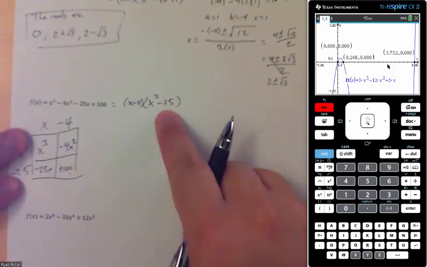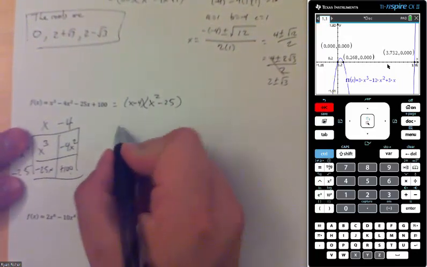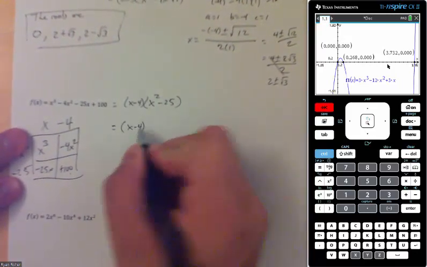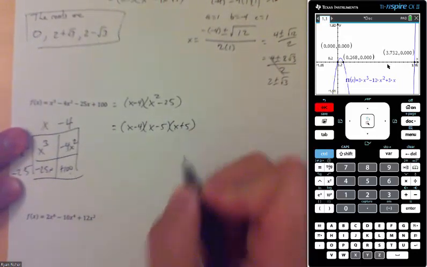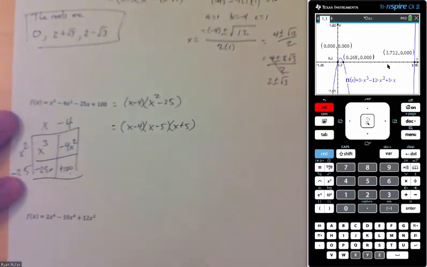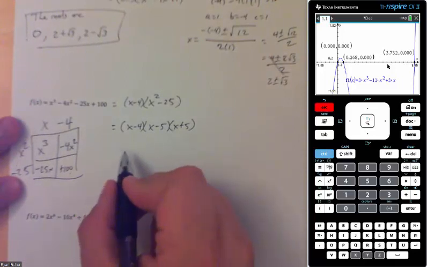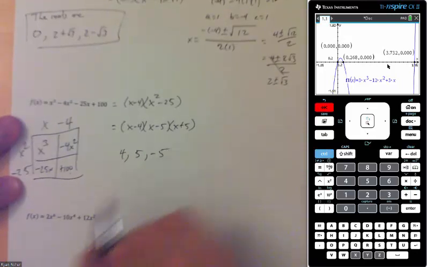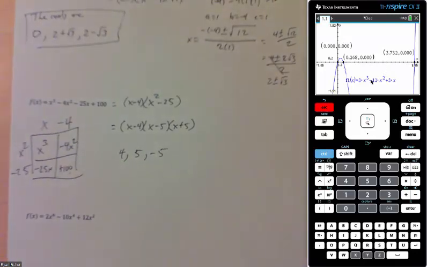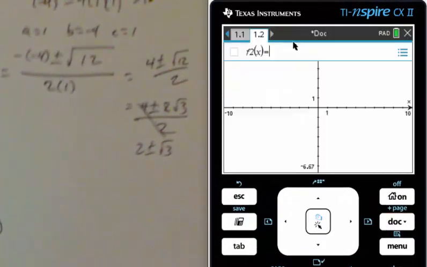And what jumps out at me is that this is a difference of two squares. So this is really x minus 4, x minus 5, and x plus 5. So it looks like I have three roots, or three zeros, which are 4, 5, and minus 5. And we'll check that graphically. I think we're going to be correct here.